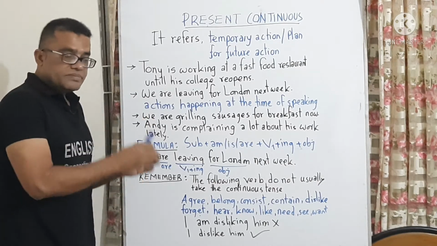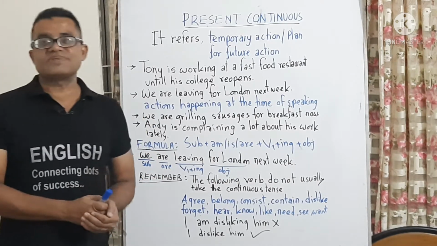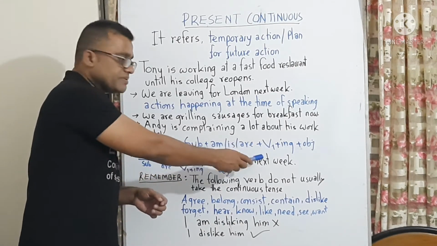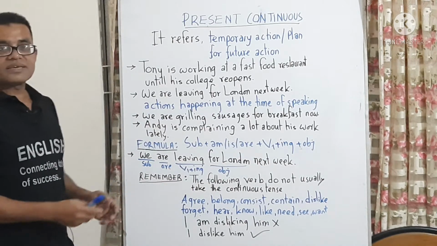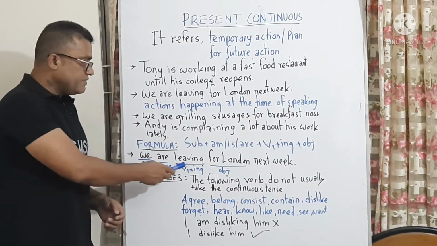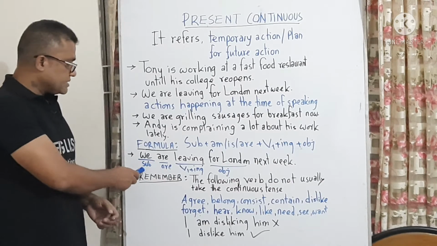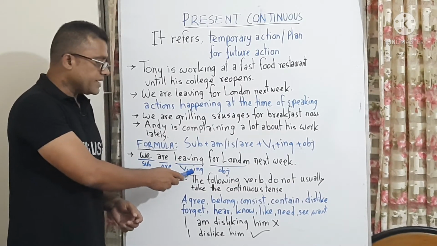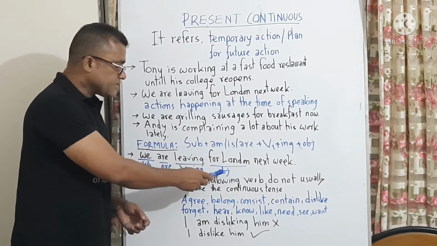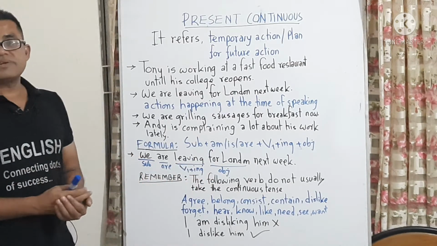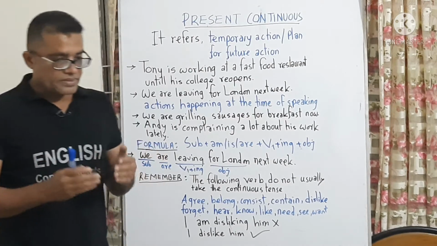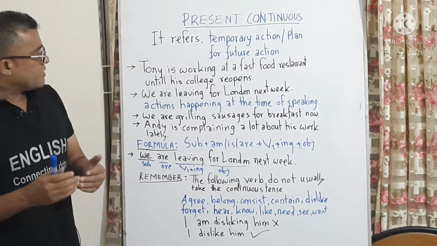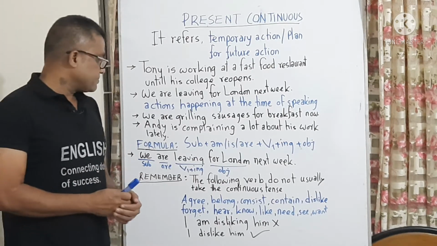And present continuous tense also has a formula. It's very simple. Subject, am, is, are, V1 plus ing, object. Just take a look. We are leaving for London next week. We, subject, are leave plus ing, that means V1 plus ing. For London next week, this is object. So, present continuous tense means an action that is taking place at the time of speaking, for future action or for temporary action.